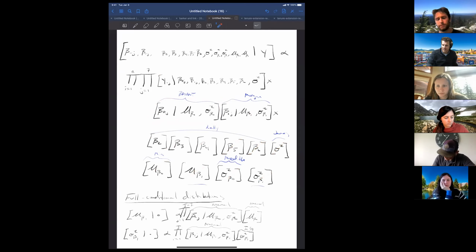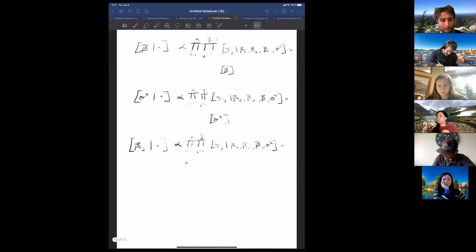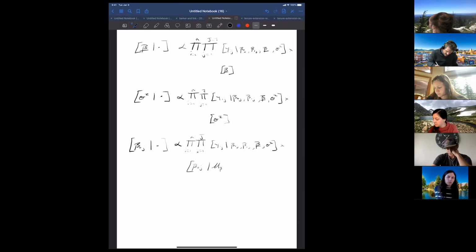Does that make sense, that process? Yeah, it does. I think I got tripped up because we have mu beta 0 and sigma squared beta 0 on the right hand side. It's easier than that. It's just where's beta 0 and include those ones. Cool. So to finish this one off, we have beta 0J given mu beta 0, sigma squared beta 0.